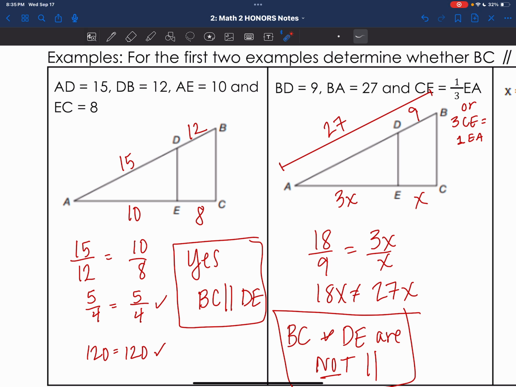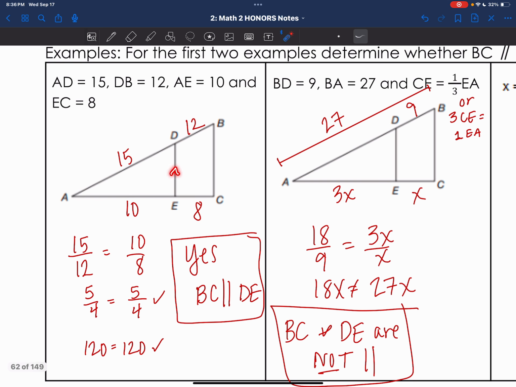So if they are parallel, then we can set up a proportion. So I'm going this side to make this proportion. I'm going to set it equal to this side over this side. You can do your cross multiplying or simplifying, and we know that we got 120 equals 120. So yes, BC is parallel to DE.